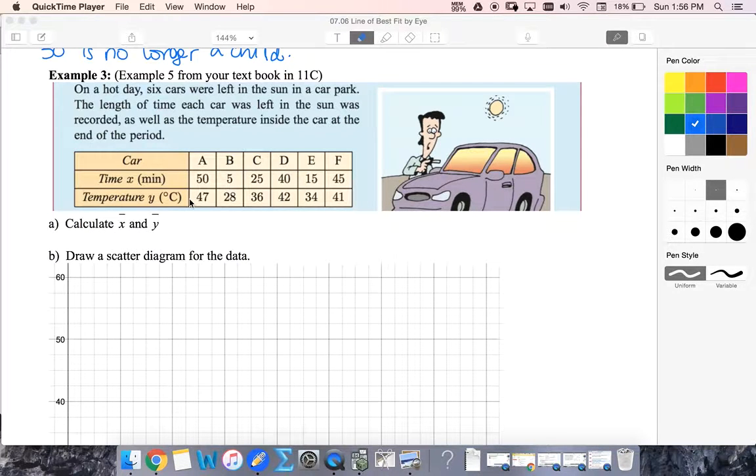All right, we're going to do another example here, start to finish. So this is example 5.11C in your book, so you could go look at your book there as well. So, all right, 6 cars left in the sun, time that they're left in the sun, and temperature. So we want to calculate the mean of both sets of data.